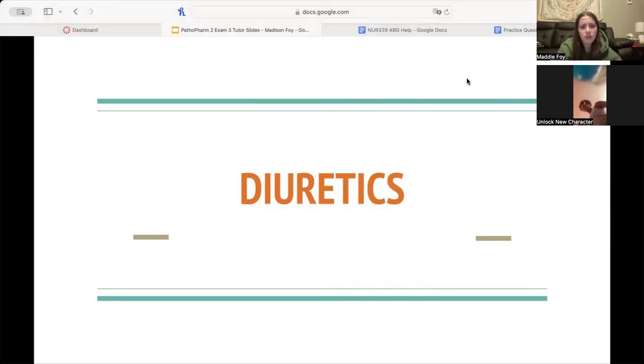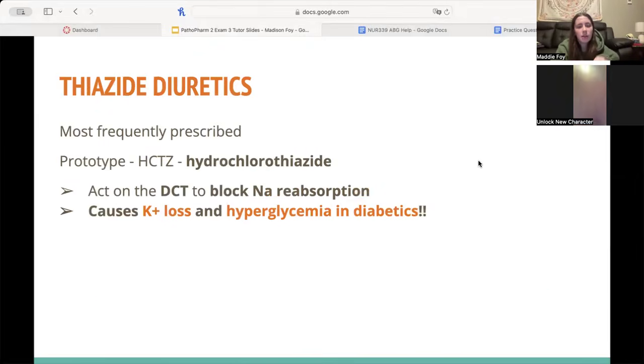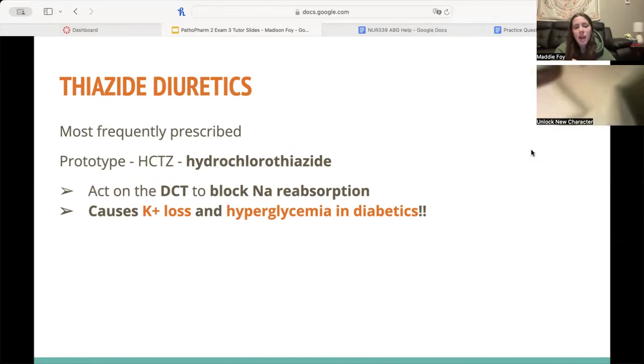Next is diuretics. There are only a few. Thiazide diuretics, and hopefully some of this is review since we do go over diuretics in Patho 1. But thiazide diuretics are the most frequently prescribed class of diuretics, and the prototype is hydrochlorothiazide. These act on the DCT or distal convoluted tubule to block sodium reabsorption. And again, if you think this through, you know that sodium moves with water.